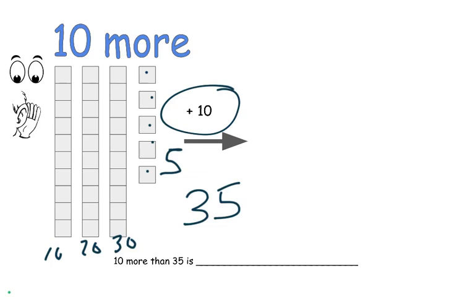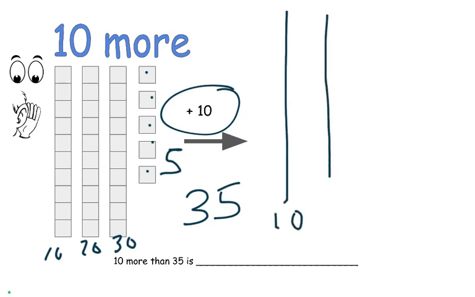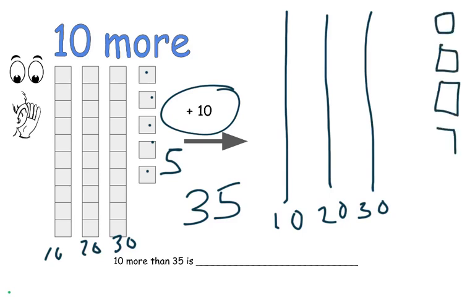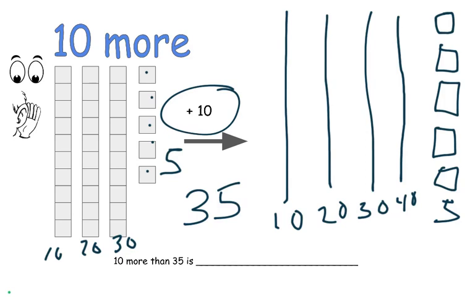I'm just going to draw lines because of the space that I have, I'm going to run out of room. So I'm just going to draw a line like this and say 10, 20, 30. Now I'm going to draw my 5. 1, 2, 3, 4, 5. But I have to draw 10 more. So I'm going to do one more group of 10, 40.